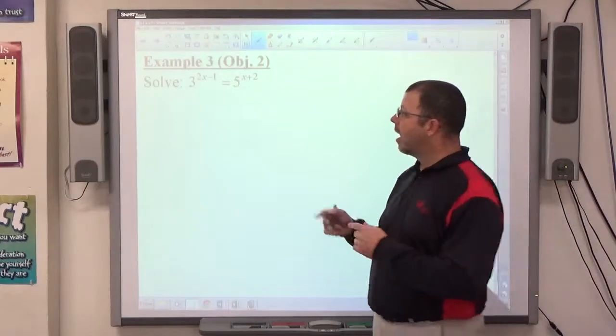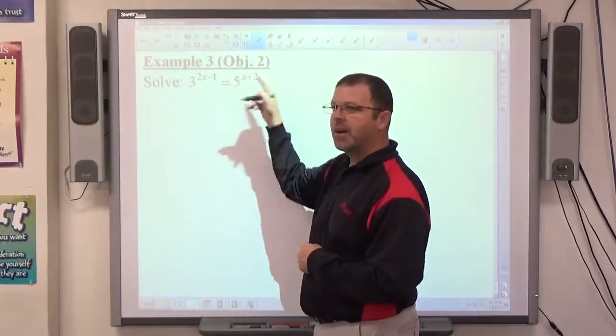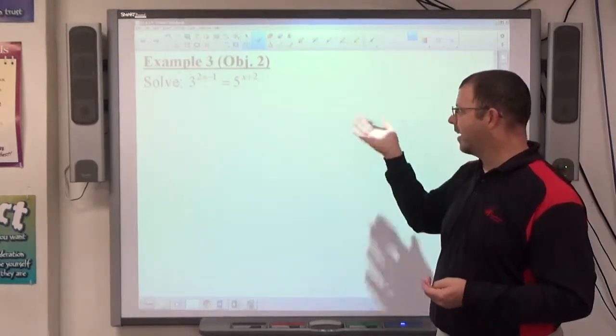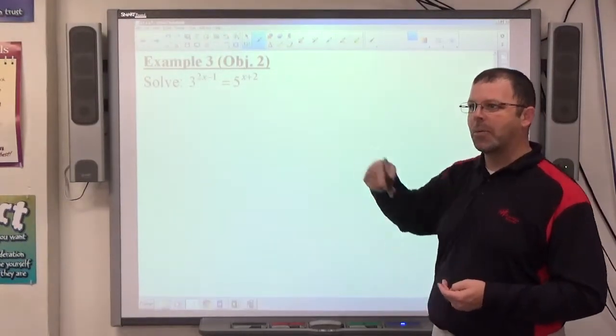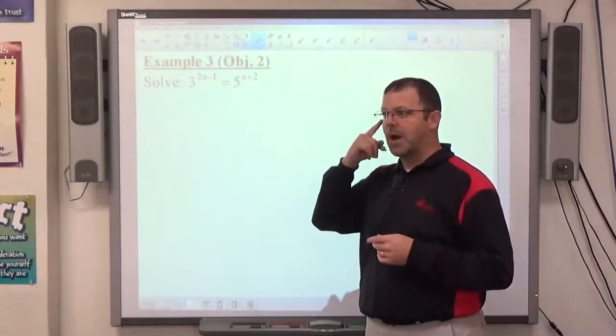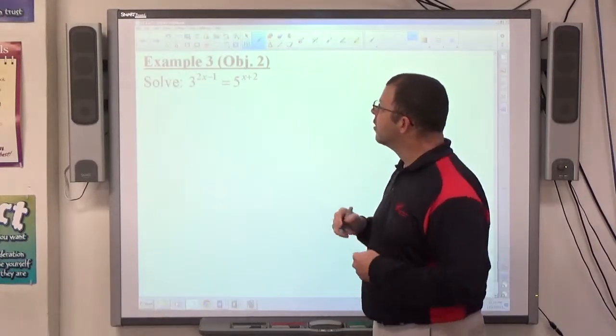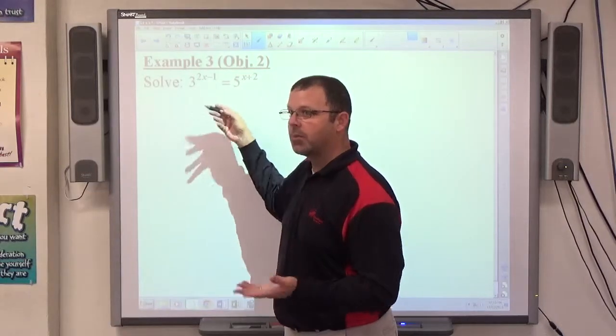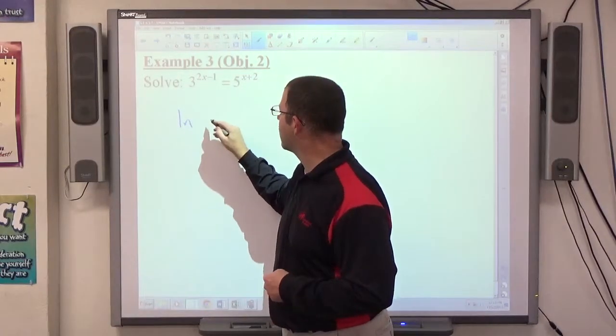So again, I can't make 3 become 5 or vice versa. Just 3 to the second power is 9. It skips over 5. I can't even get 5 to any power. I got to go backwards to get to 3. So there's no way to make them the same power like we did in example 1. So I need to log both sides. Again, I don't see e or 10 showing up, so I'm going to go ln, because that's my favorite one.